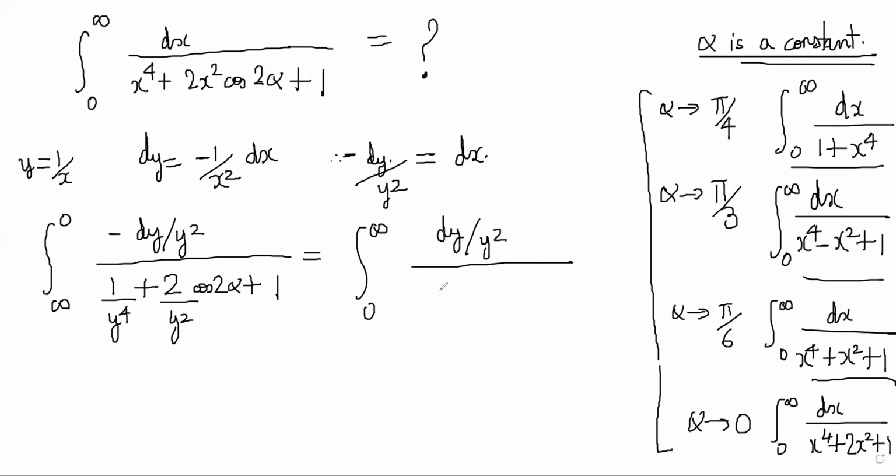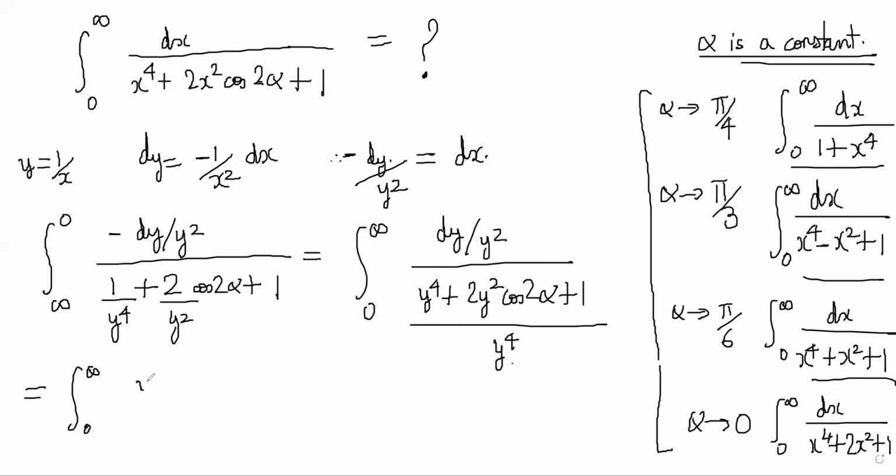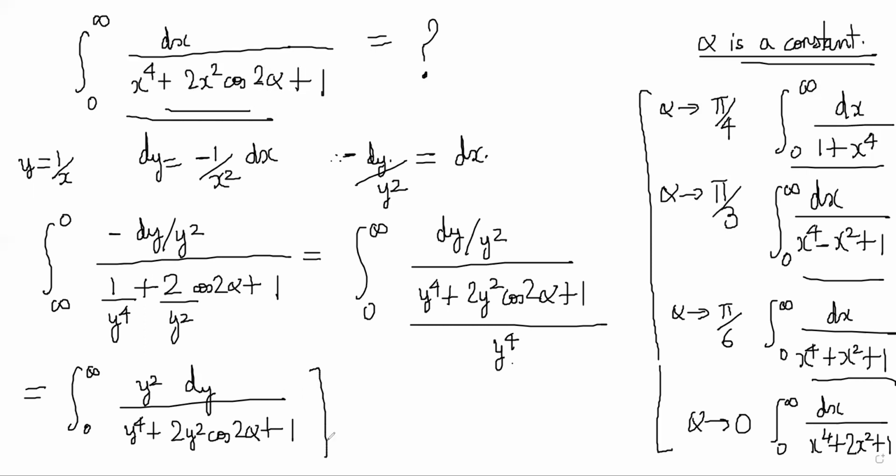dy by y square, and you get y power 4 plus 2y square cos 2 alpha plus 1 by y power 4. This y power 4 will go on top, and this will become simply 0 to infinity y square dy by y power 4 plus 2y square cos 2 alpha plus 1. Now, notice that this integral looks exactly like this integrand, at least the denominator looks exactly like it. And x and y are just dummy variables. So if this is called I, this is also called I.